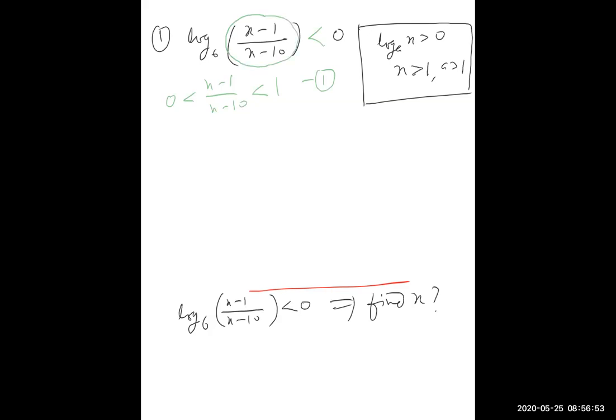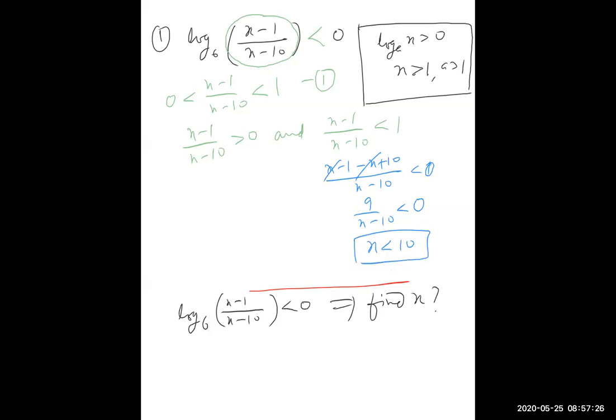So now we have to solve two inequalities. X minus 1 upon x minus 10 greater than 0 and x minus 1 upon x minus 10 less than 1. This one we have done previously. Second half: x minus 1 minus x plus 10 upon x minus 10 less than 1, or this x will cancel, 9 upon x minus 10 less than 0. So x is less than 10 from here.